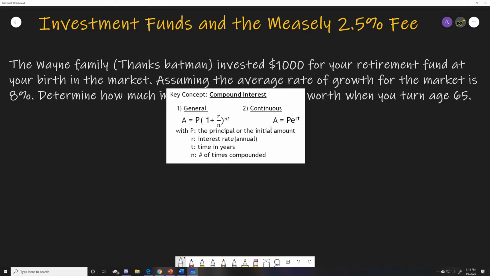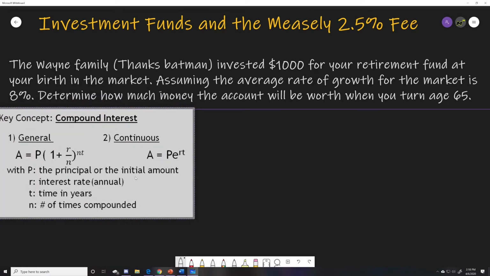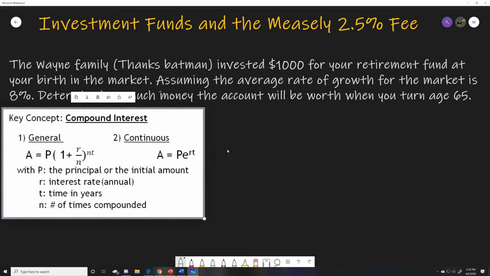Let's take a look at some of our key concepts. So we have a general formula right here, and we have a continuous function right here. We'll get into that one a little later. We'll focus on this first one. So we have the amount equals P, the principal, the initial amount, multiplied by 1 plus your rate, or your interest rate, divided by the number of times it's compounded, and all of this to the power of time multiplied by the number of times compounded.